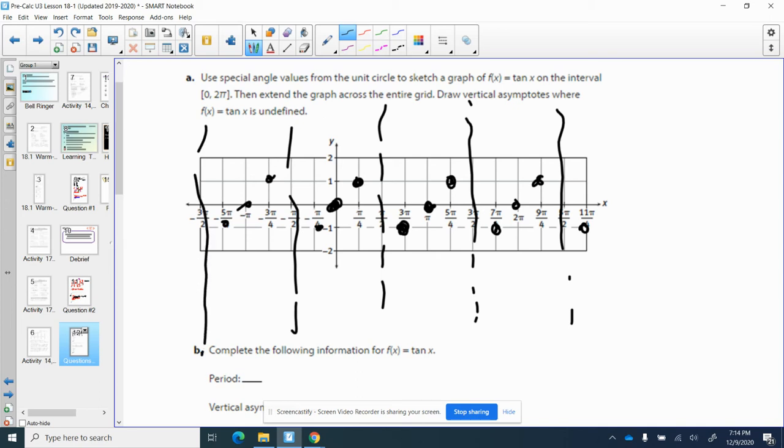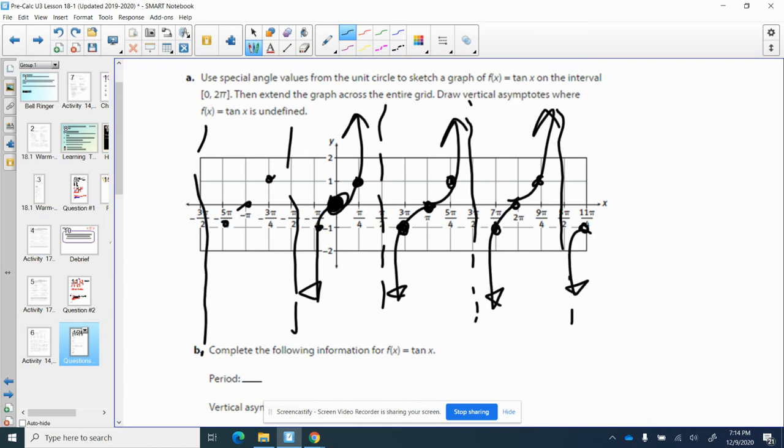So what's happening with tangent is it has this little curve to it, if you will. It's got this little curve up and down, right? The important thing to note with tangent is it has that value at the origin of 0, 0, okay? So this is our tangent graph, parent function.